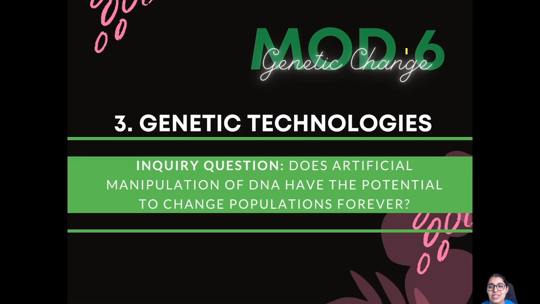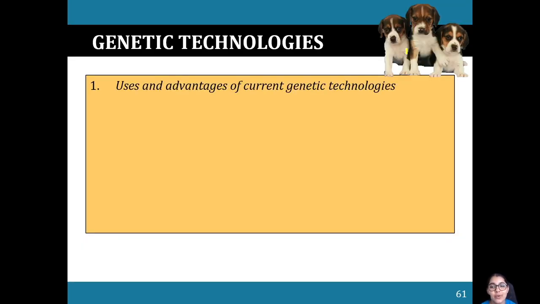Move on to the third part of this module. So here we are, genetic technologies. Does artificial manipulation of DNA have the potential to change populations forever? So here we go. We're going to discuss the uses and advantages of current genetic technologies.